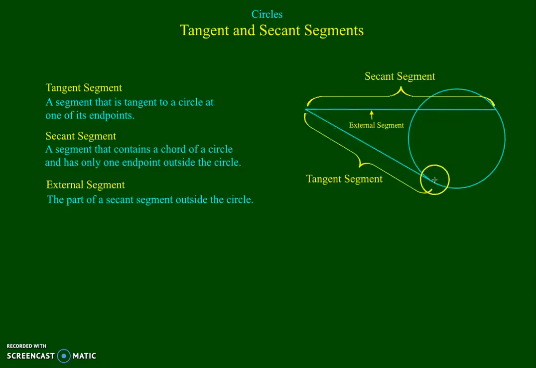So this segment is tangent to the circle at that point. And generally, the tangent segment has to be outside the circle in order to be tangent. So this segment is a tangent segment.